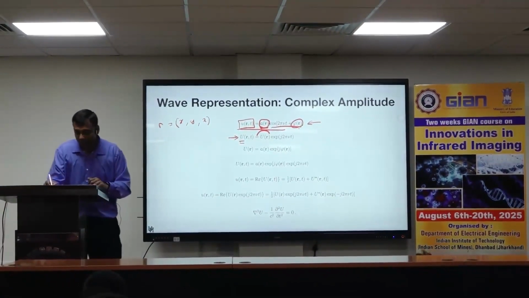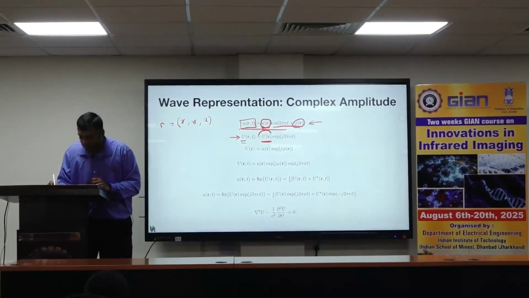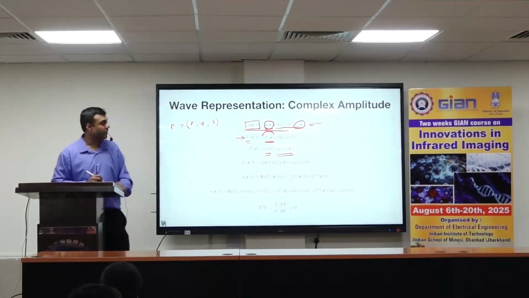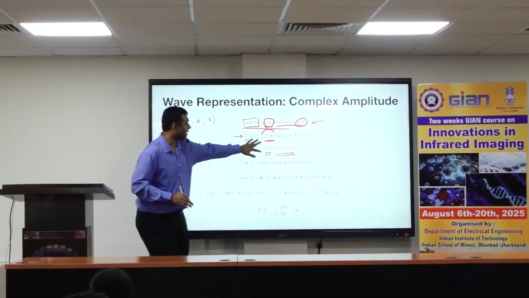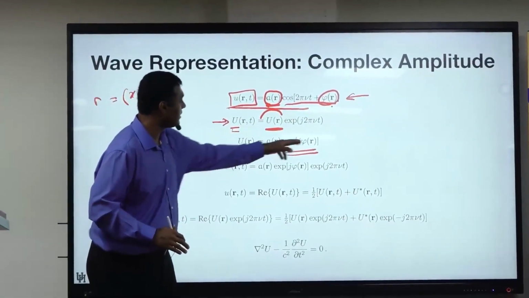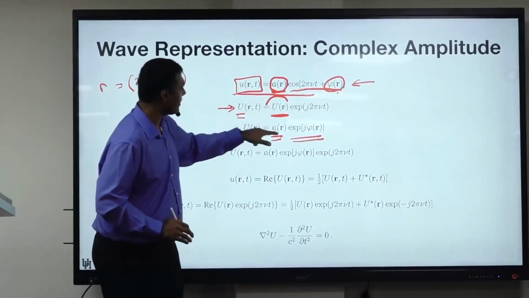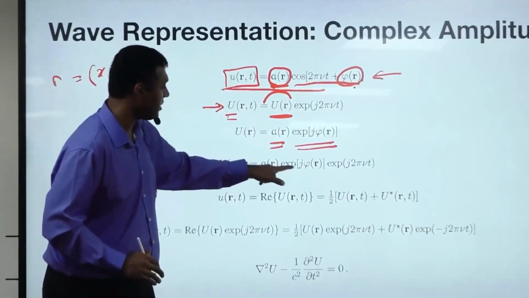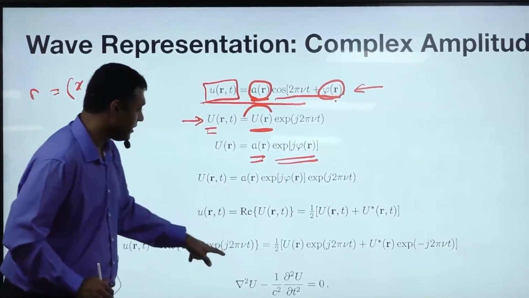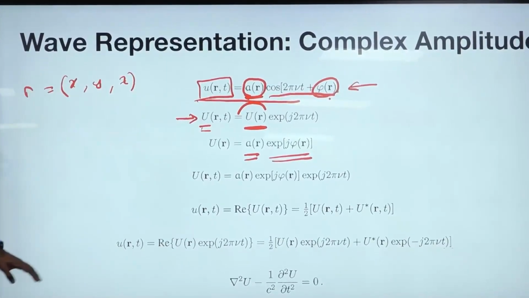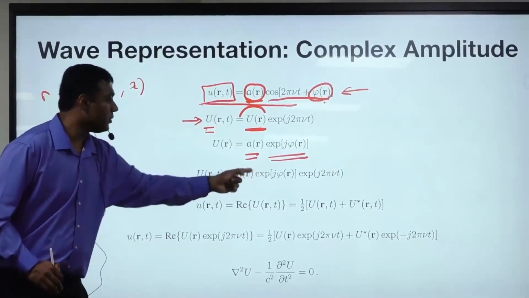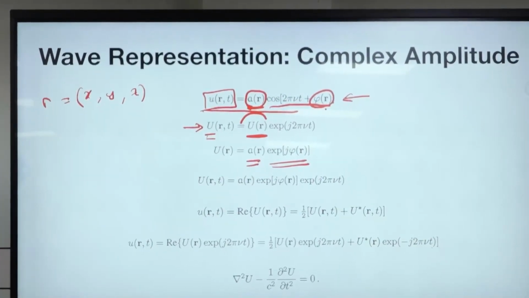Now, this U of r here can be written as A of r times e to the j phi of r. So the space component has an amplitude and an angle. If you take this and plug it in here, you will get A of r times e to the j (phi plus omega t). And if you take the real part of that, you will get a cosine, right? Take this, put them together, take the real part, and you will get your answer.